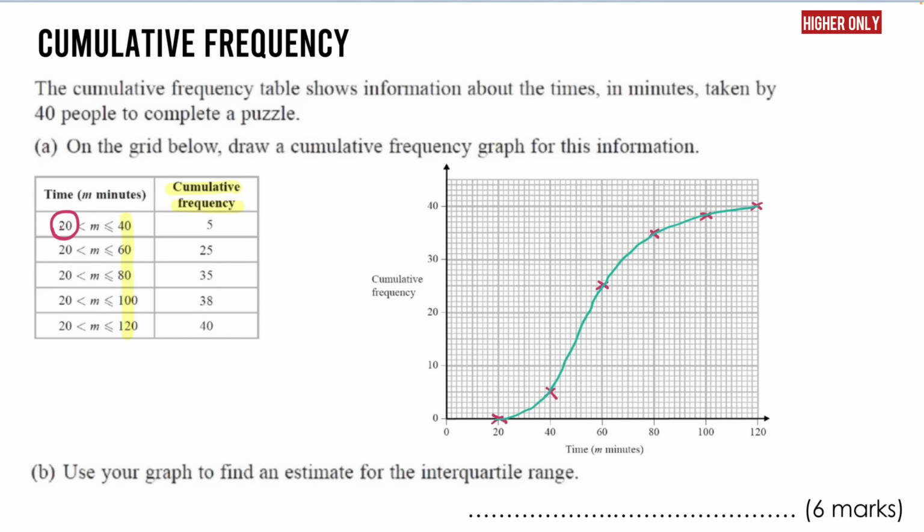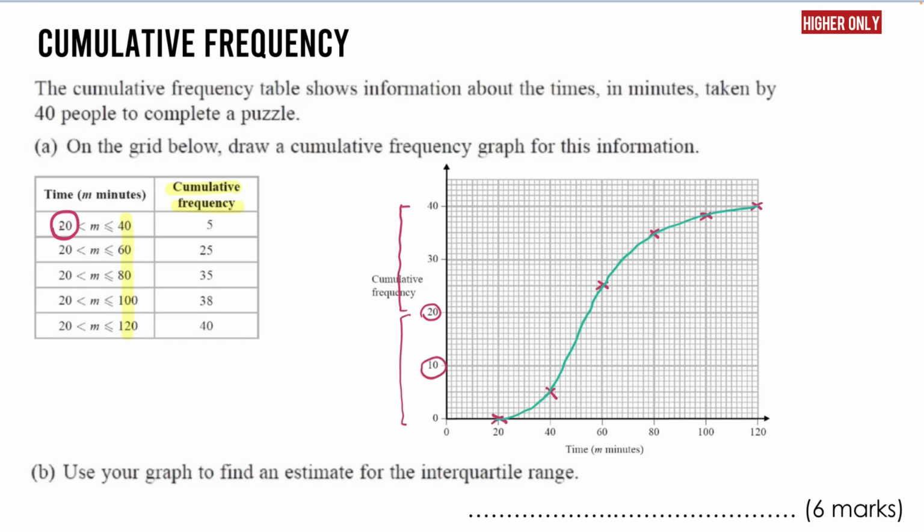Just read the question carefully. Here, for the median, we would go along from 20, as that's half of 40, the total, and we would go across and read down. For the interquartile range, we're going to find the halfway point in this first half and the halfway point in this second half here.